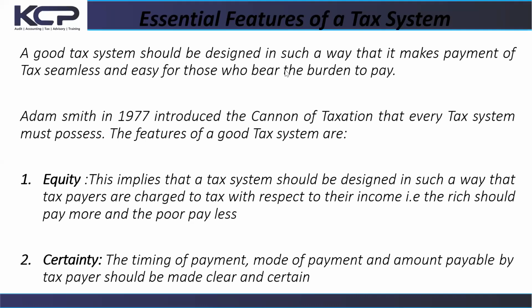Then the canon of certainty. This one is talking about whoever is to pay tax should be sure of the amount to be paid and how that payment is to be estimated. But unfortunately, some of our tax laws are so complicated that a non-tax professional cannot say in explicit terms what should be the proportion of their tax on their income. So once again, our tax system did not only fail the canon of equity, but also failed the canon of certainty.